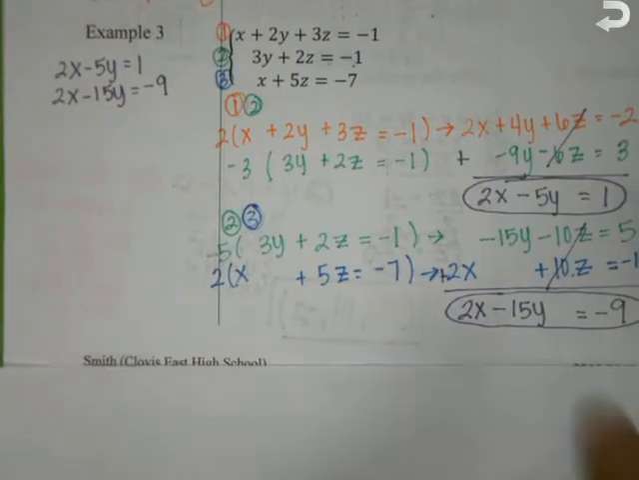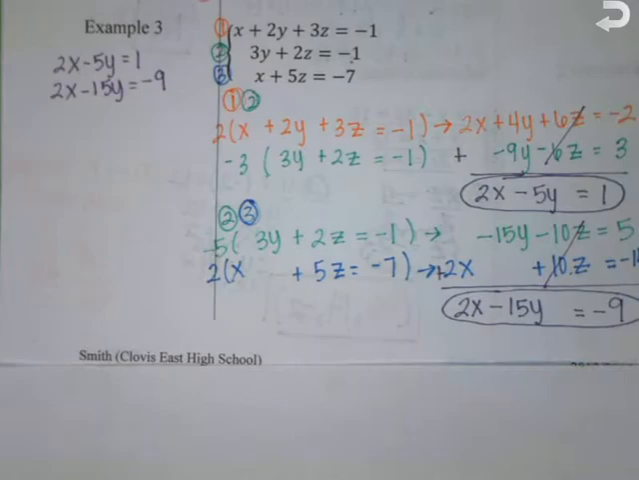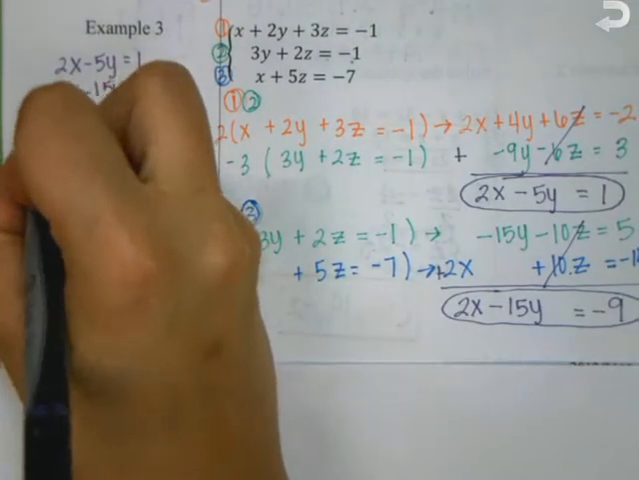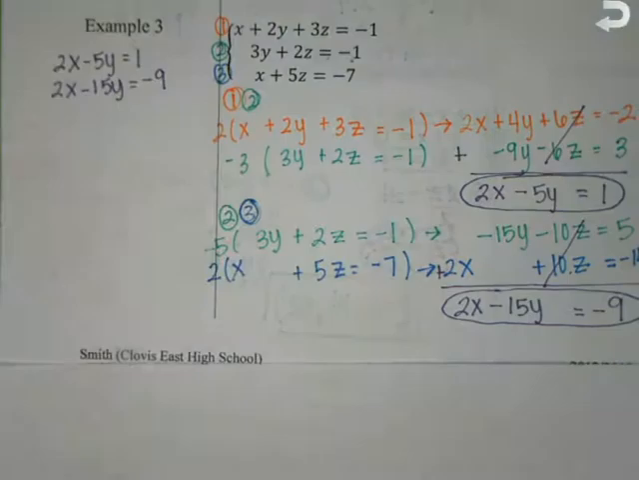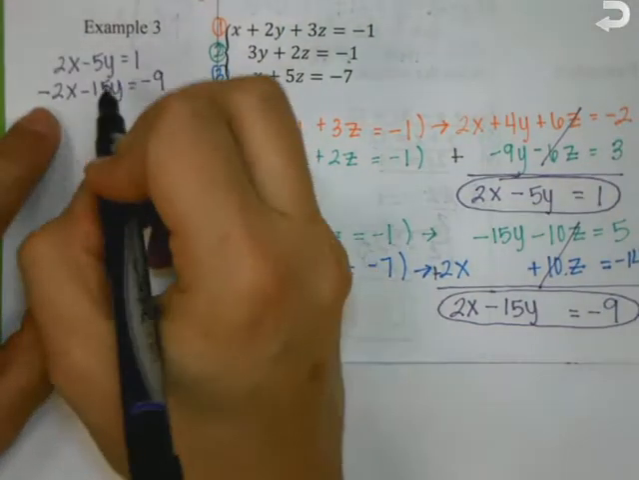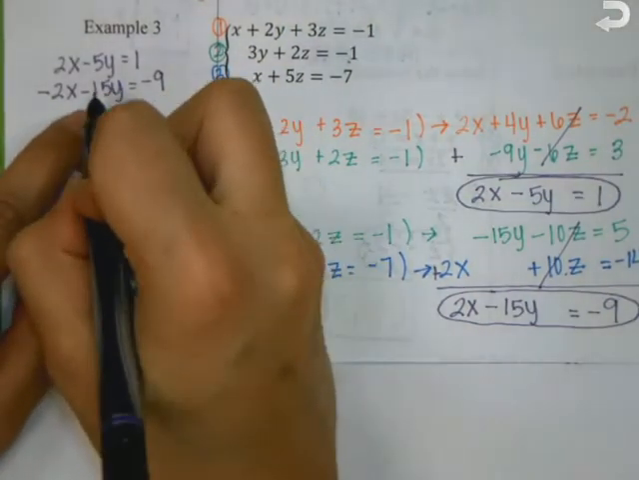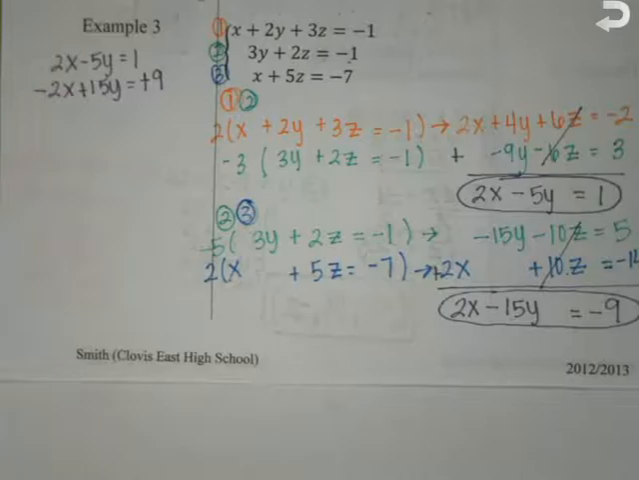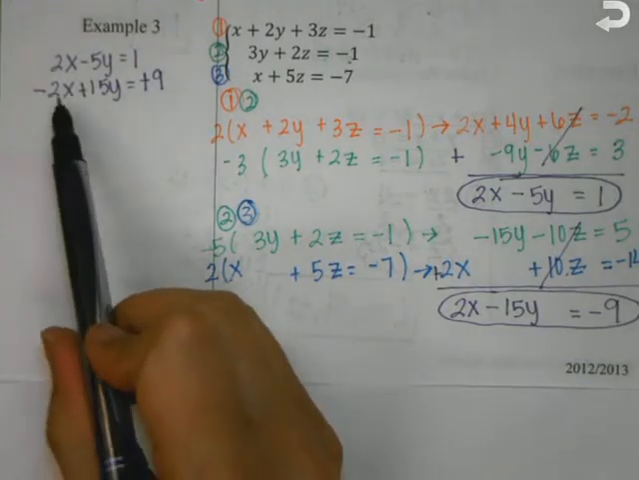Is anything jumping out at you right off the bat to eliminate? The 2x's, right? The only problem is that one of them has to be negative. So we can multiply the bottom by a negative. If I multiply the bottom by a negative, 2x becomes negative, right? Negative 15y becomes positive, and negative 9 becomes positive. Is everybody okay with that? I just changed the signs. So I multiplied the bottom by negative 1, and that changed all the signs. Okay? Let's add those two together.